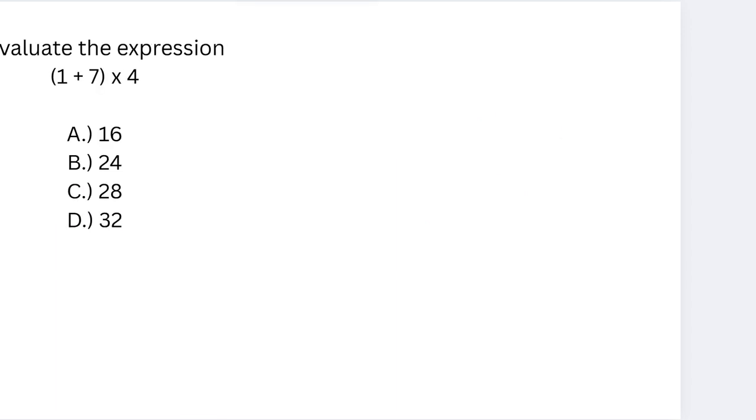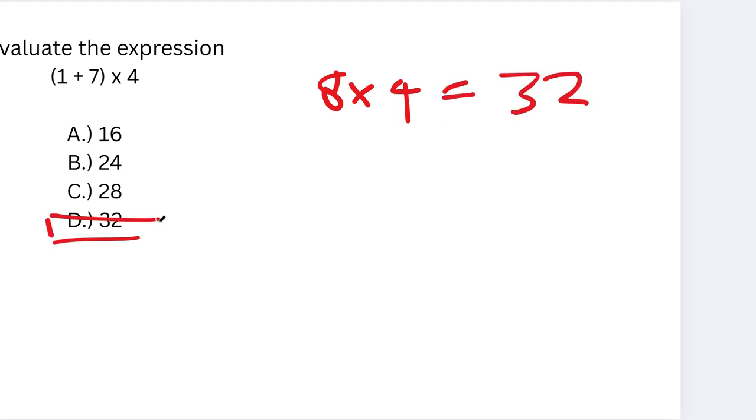Number 2 is evaluate the expression 1 plus 7 times 4. First step we have to do is look at the parentheses, which means that is the first thing we have to do to solve this expression. So get rid of the times 4 for now. So 1 plus 7 is 8. Now we bring back the times 4. So 8 times 4 is 32, which is also D again.